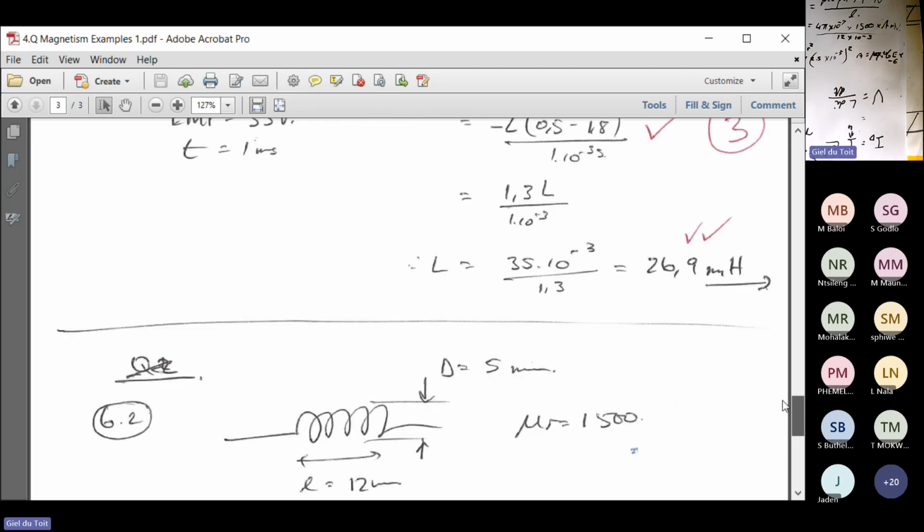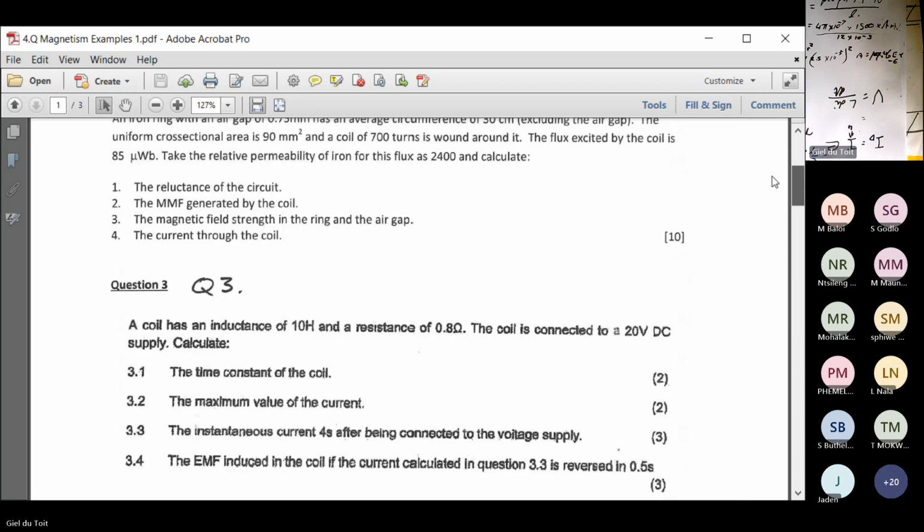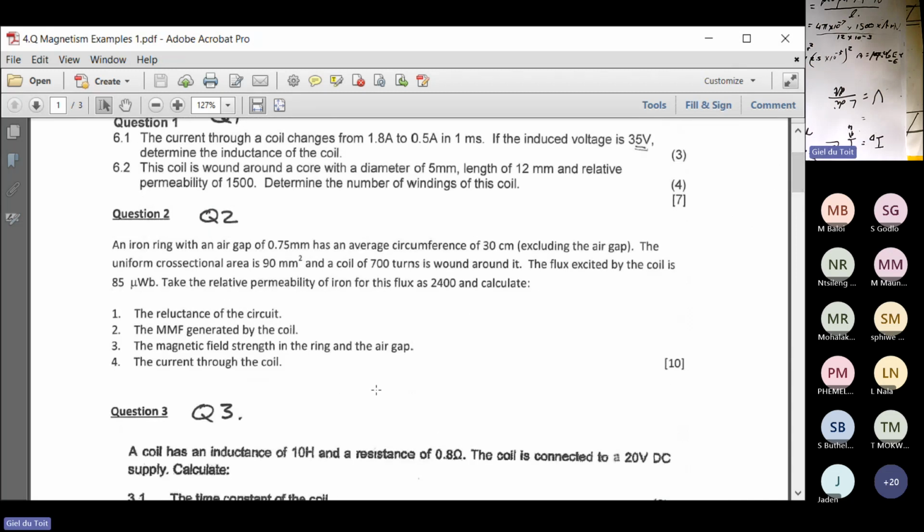Let's do another one. You guys want another one? When must I stop, guys? There's lots here. Right, so the next question, there's an iron ring, you see there. I want the reluctance. You can't do it yet. I haven't done the formulas for reluctance. I'll do that maybe on Thursday or Wednesday. The MMF, you can do that. MMF is NI, no? Try that. Then H is the magnetic field strength. Remember, H was NI divided by L.